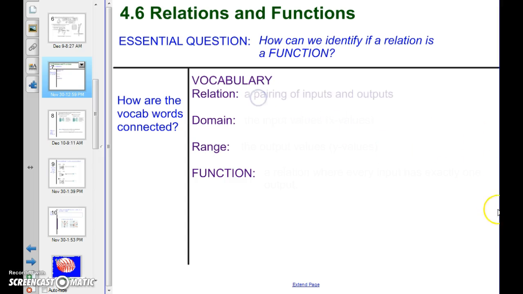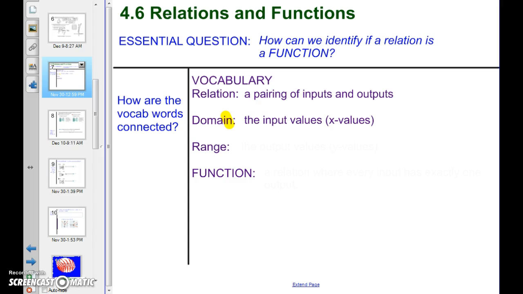What is a relation? Well, a relation is just when you have an input and an output, a pairing of those. So a relation is any time that you have some ordered pairs, you put them together. The domain, super important. The domain is all of your x values. So domain goes in. Look at the last two words in domain. Domain goes in. Okay, and that's your x values.